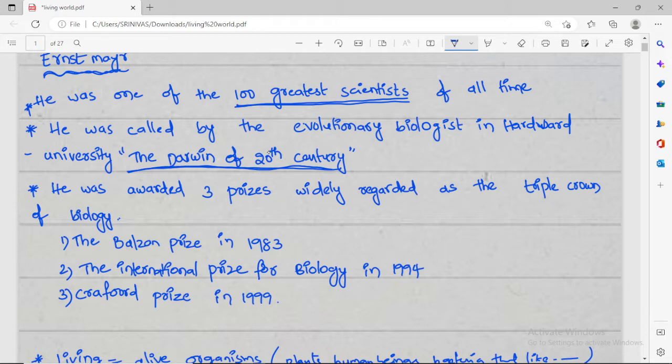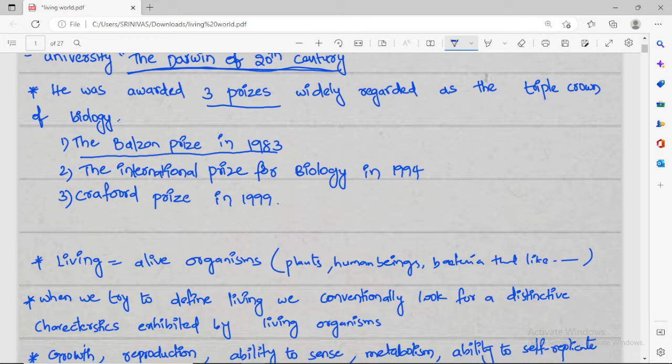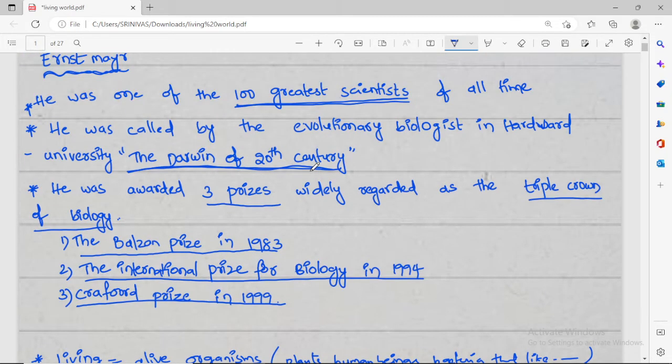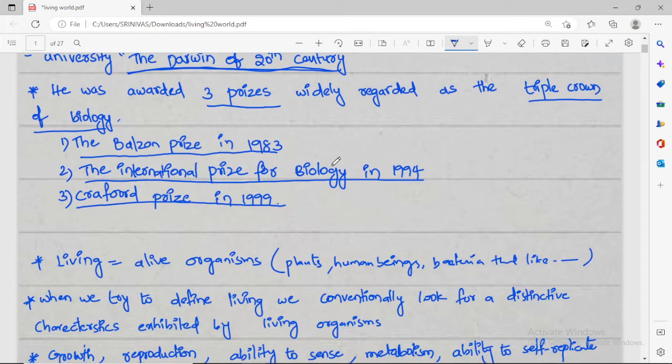He was awarded three prizes. How many? Three prizes. What are those? The first one is the Balzan Prize in 1983, the International Prize for Biology in 1994, and the Crafoord Prize in 1999. That's why he was called the Triple Crown of Biology. This is about our scientist Ernest Mayr. These 3 points are very important from the exam point of view.